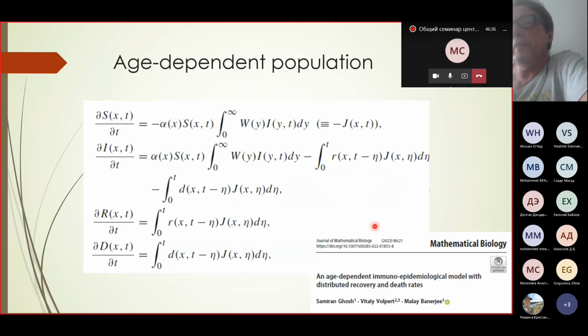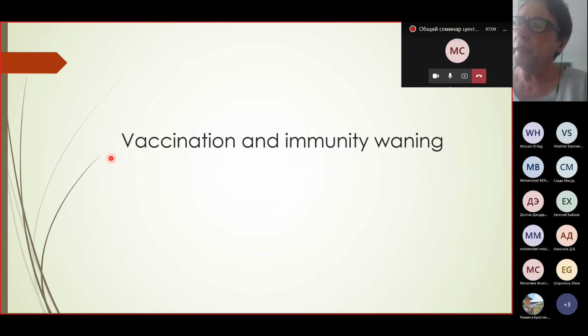And in more recent work, we consider this distributed model with age-dependent population. All that becomes a little bit more complex if we take into account how susceptible, infected, and recovered depend on age. There is something new and something interesting compared with the previous results, but I will not stop on that in detail now. And in the last part of my presentation, I will discuss a little bit the question of vaccination and immunity waning.